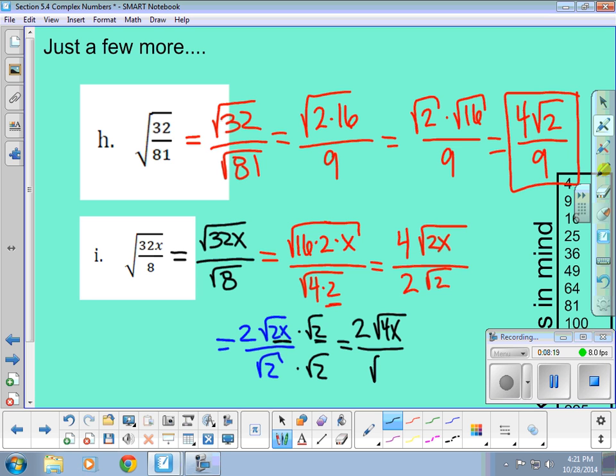So I would have the square root of 4. This gives me 2 times, well, the square root of 4 is 2, square root of x all over the square root of 4, which again is 2. So this will cancel, and I am left with 2 square root of x.